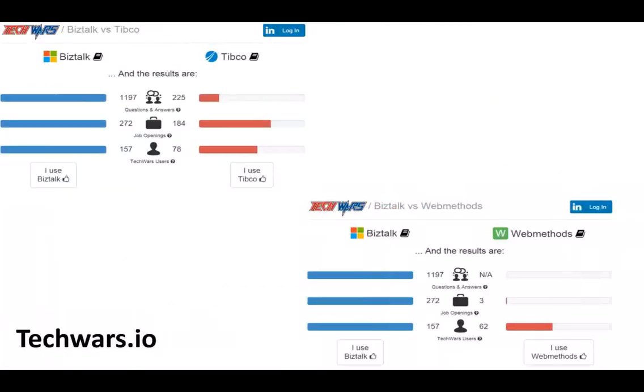Now, I thought it'd be interesting to compare some of the communities that exist out there, and what I stumbled across was a website called techwars.io. I'm not sure that this is the definitive source of truth or anything like that, but it was the closest thing I could find. Where they get their information is through social media aggregation, pulling data from sites like LinkedIn, different career sites, and certainly their own TechWars users. In this case, I've done some comparisons around BizTalk and TIBCO, and BizTalk and WebMethods. I'll leave it for you to go visit the site. You can plug in some of those other vendors that we talked about. But overall, I think you'll find that the BizTalk and Microsoft ecosystem is pretty strong.